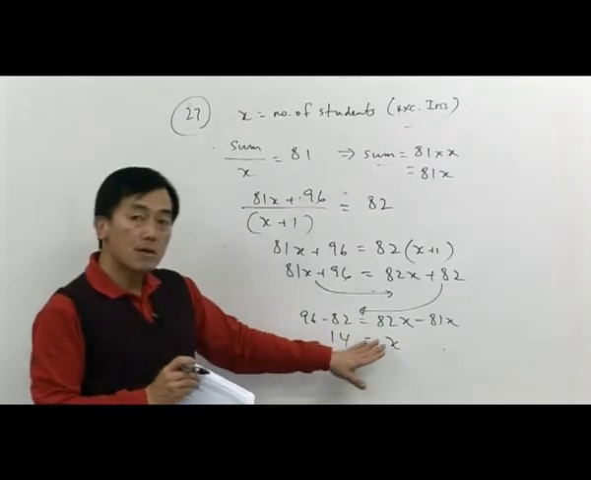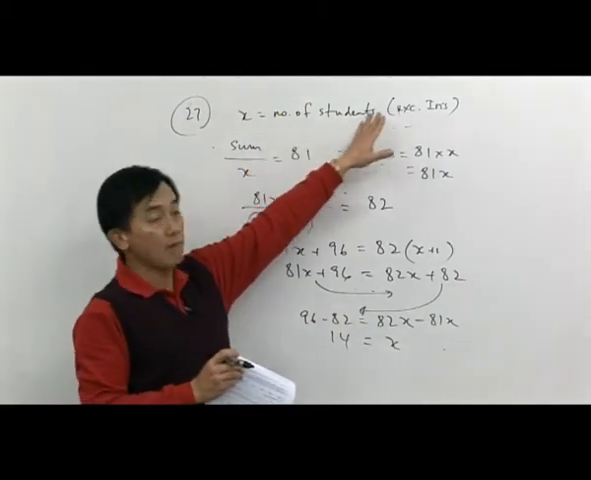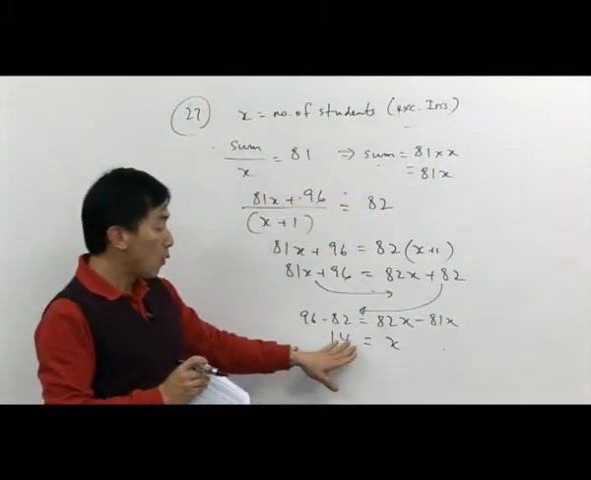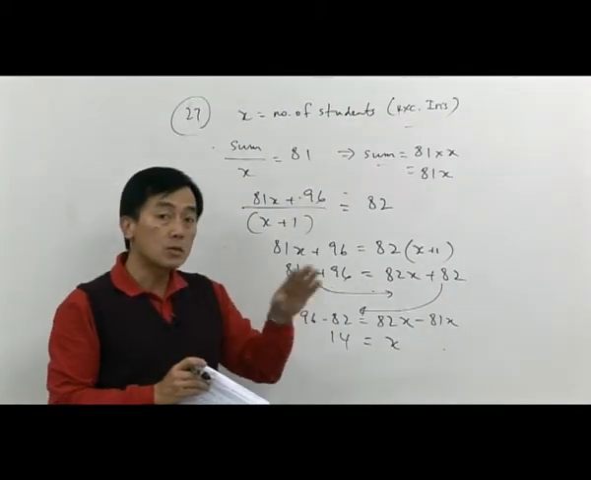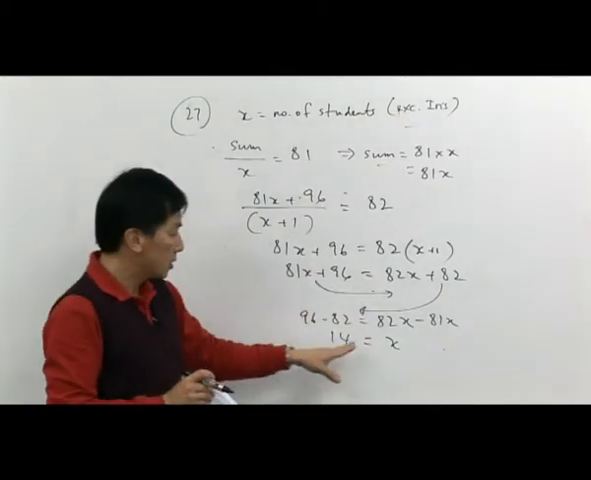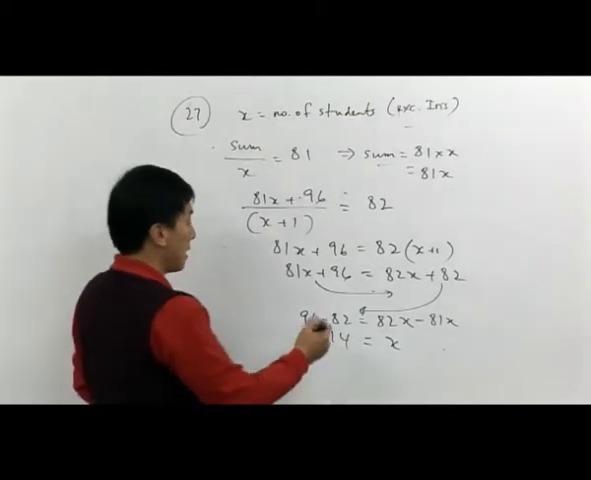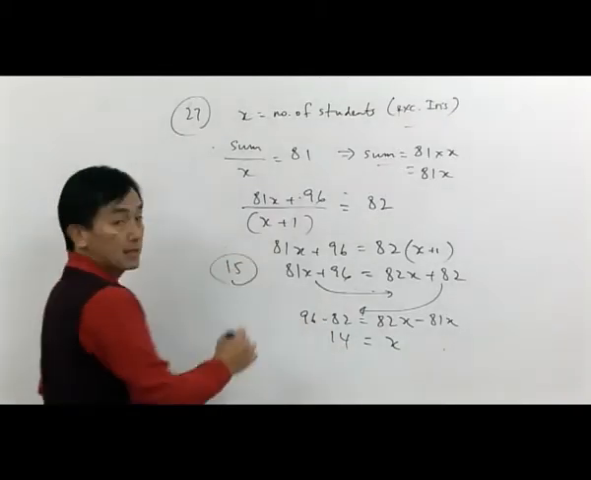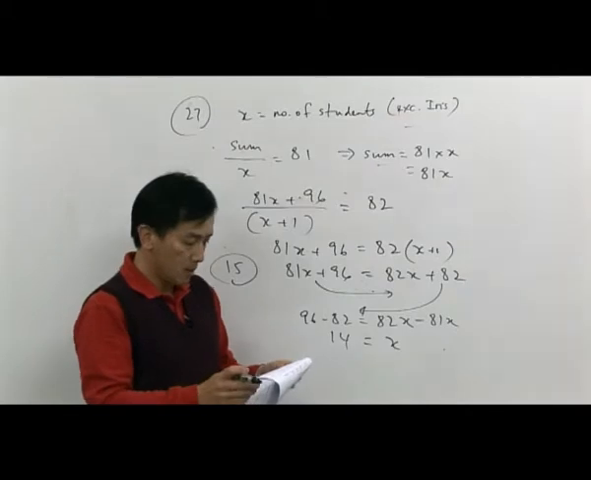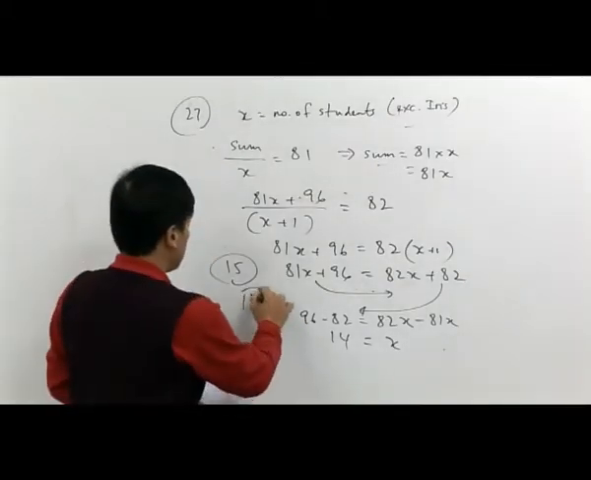Now x is the number of students that took the exam before Iris. So we got 14, but the question says how many students took the exam altogether. So that's going to be 14 plus 1. So our answer in fact will be 15. So 14 plus 1. So in this case, that's going to be D.